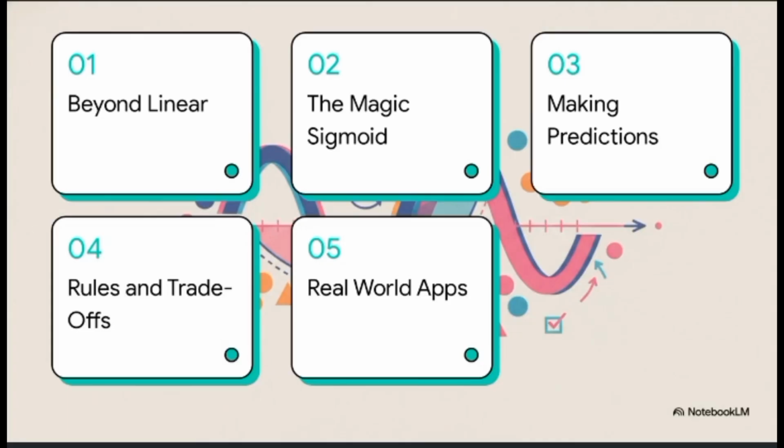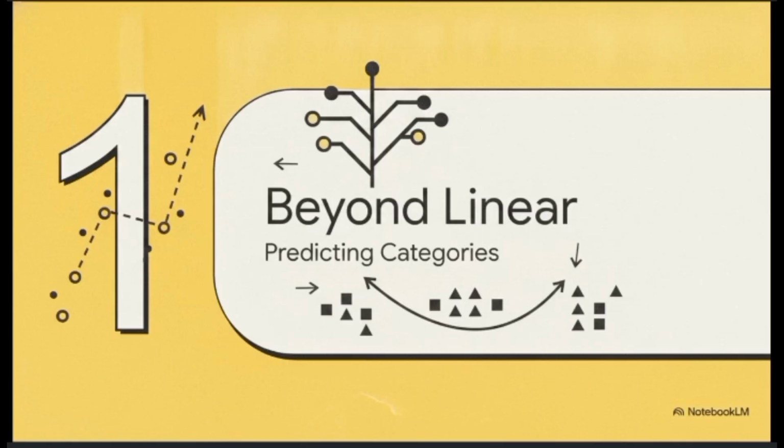Okay, let's look at our roadmap. 1. Beyond linear, predicting categories. 2. The magic sigmoid function. 3. Making the prediction. 4. Rules and trade-offs. And 5. Real-world applications. Starting off with Section 1, Beyond Linear, Predicting Categories.